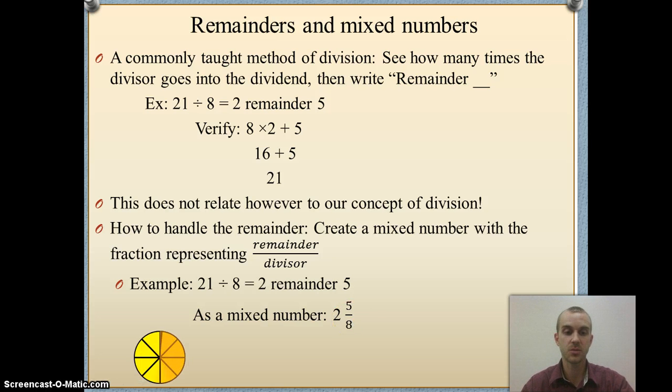And if we wanted to do that as a picture, there's a whole, a second whole, and then I can look and say, well, there's 5 pieces out of 8, and if I count them, there would be 21 total pieces covered.